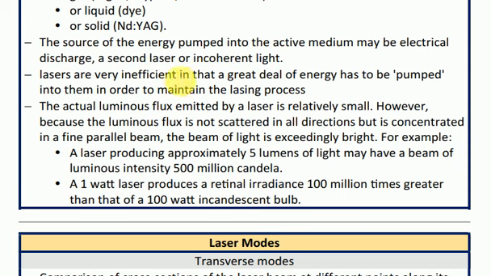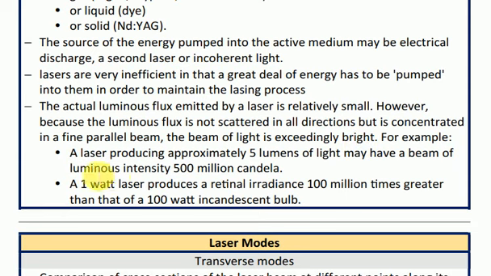Lasers are very inefficient in that a great deal of energy has to be pumped into them in order to maintain the lasing process. So, the actual luminous flux emitted by a laser is relatively small. However, because the luminous flux is not scattered in all directions but is concentrated in a fine parallel beam, the beam of light is exceedingly bright.